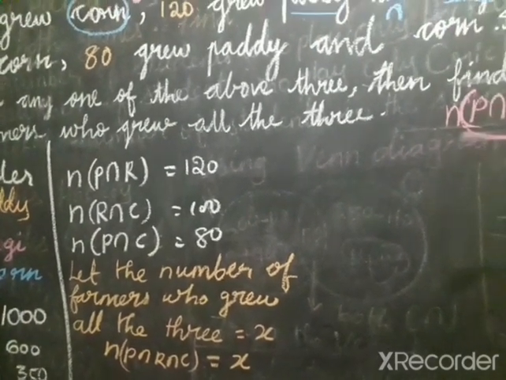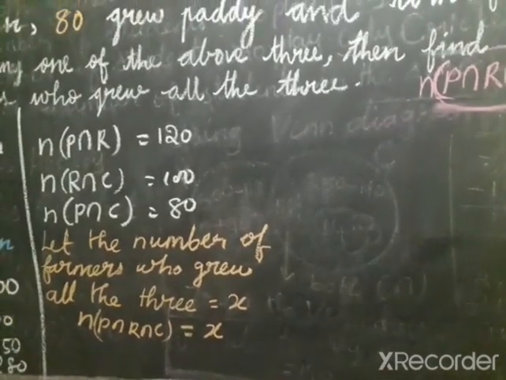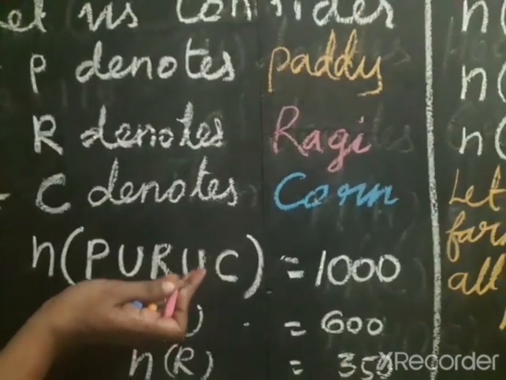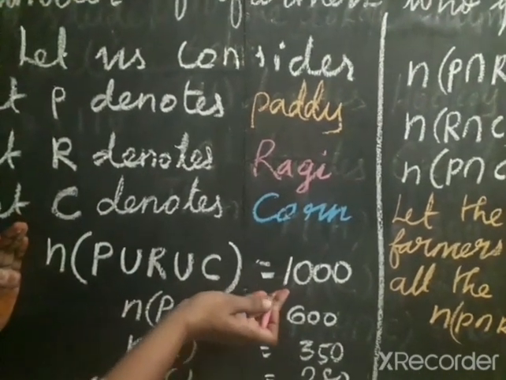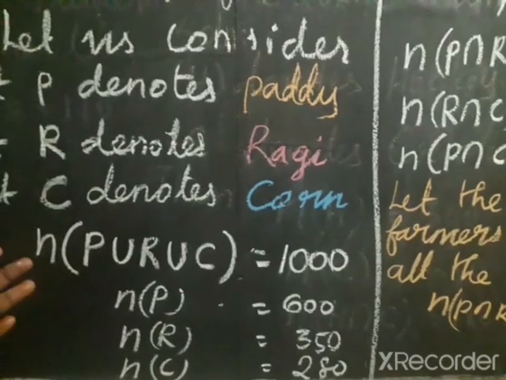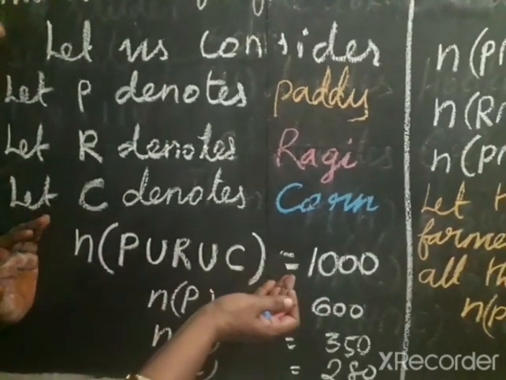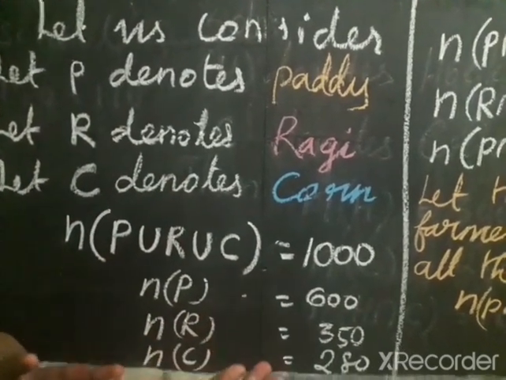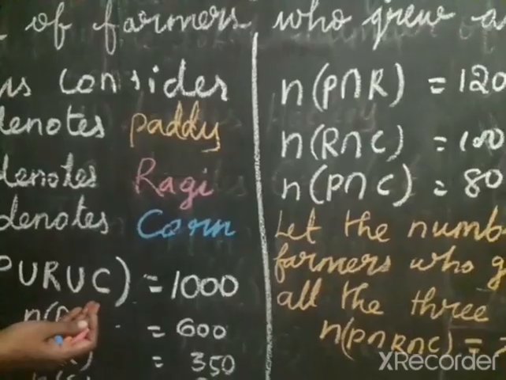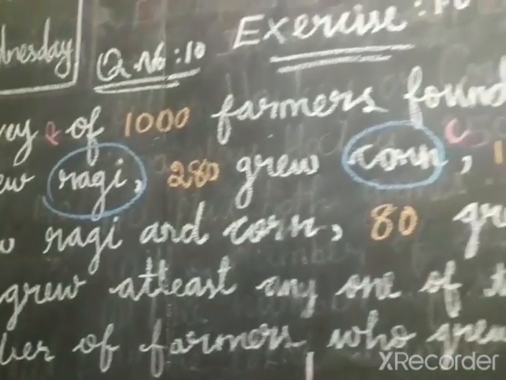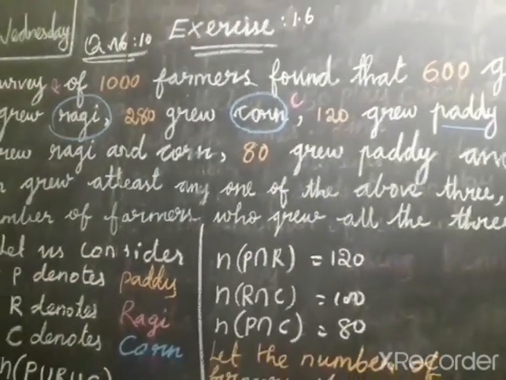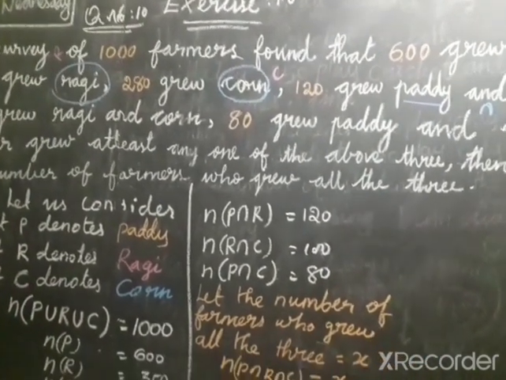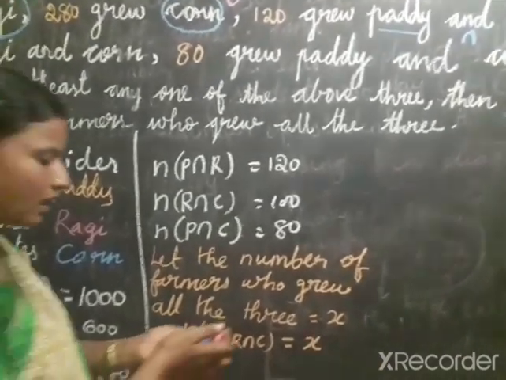Likewise here, in this sum they have given the total number of farmers. So we have to apply the formula. Whenever the total number of farmers, or the total number of players, or the total number of ice creams is given in the question, at that time we have to apply the formula. If they don't give the total number, at that time we must apply the Venn diagram. Clear? So now we have to apply the formula.